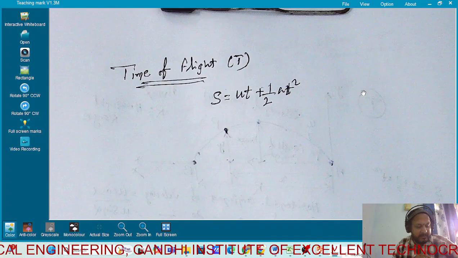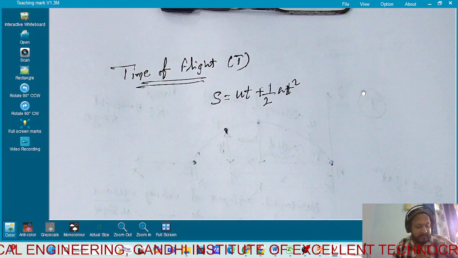When you're talking about this particular P, this distance, how much have you taken? Y. That is the distance from the x-axis. So S we will consider as Y. So when you are taking Y, this is the vertical distance. So in the vertical direction, what is the velocity? U sine alpha. So u sin alpha into t minus half gt square. All of you understood why minus half gt square? Because a is equal to minus g.